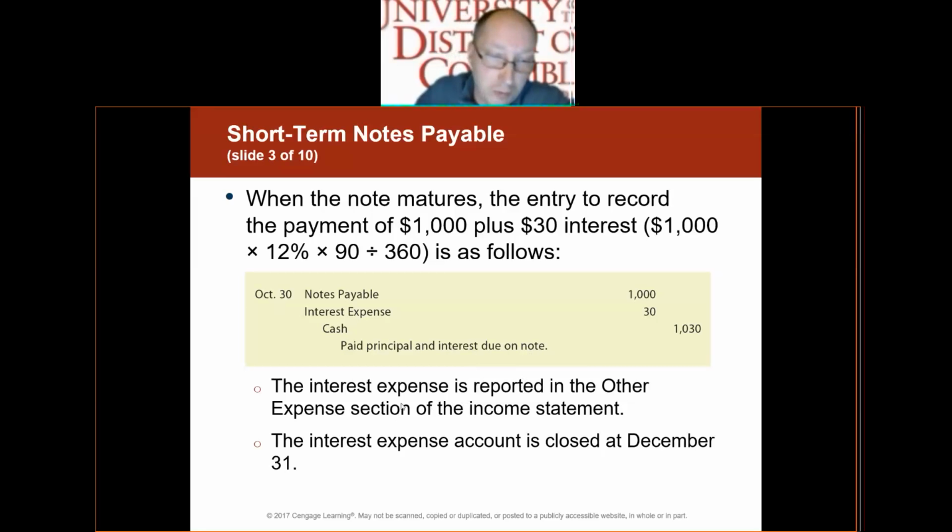Interest expense is reported in the other expense section on the income statement, which actually shows up below your other expenses. The interest expense account is closed at the end of the year through the accounting cycle. Remember, interest expense is a temporary account. So at the end of the accounting cycle, it gets closed out, just like all of the other temporary accounts on the income statement.